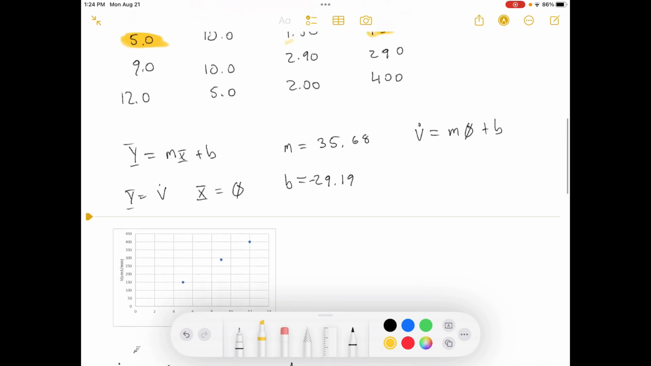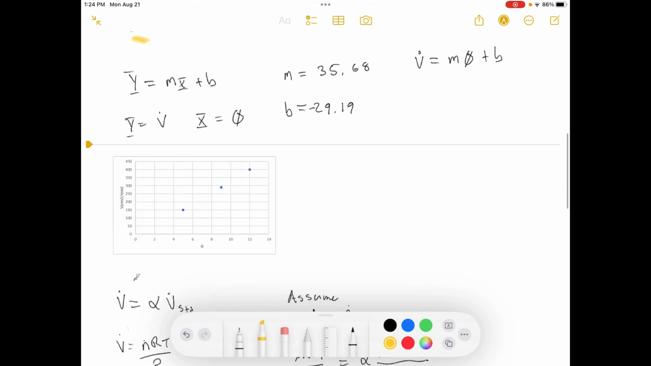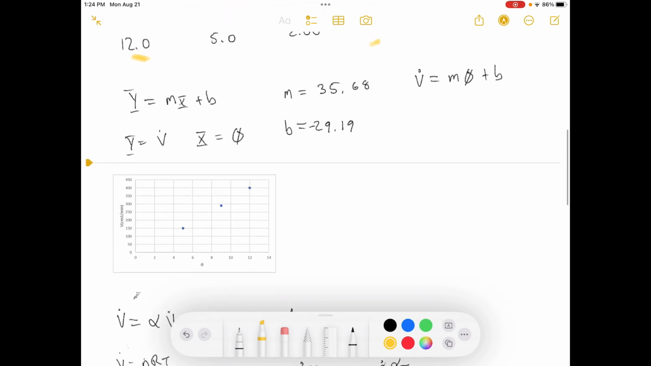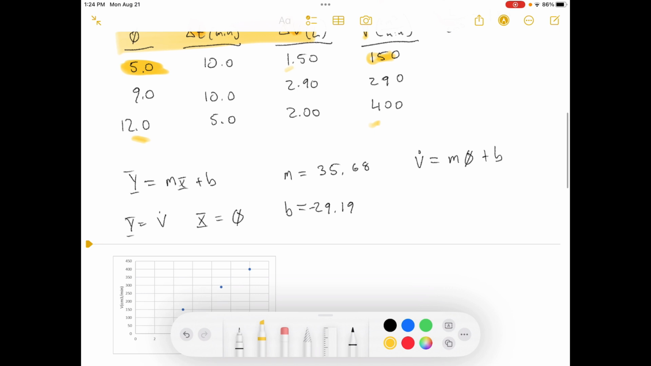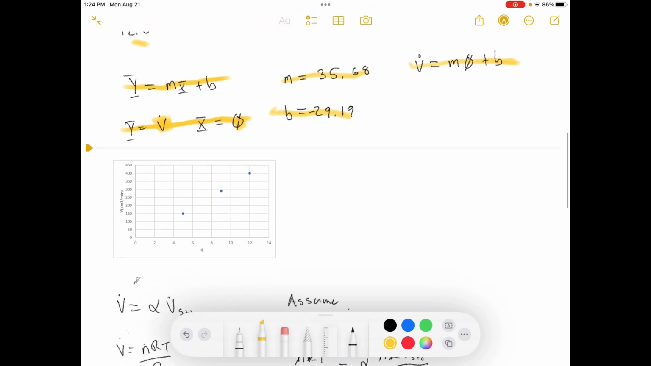So I put all these points into Excel, and I see, yep, looks like a line. Looks pretty close to a line. So we're going to assume that this linear model works, where x is phi and v is the volumetric flow rate. We get our m and v values here, and that is our volumetric flow rate based on the rotometer reading. Okay, here's the problem though.